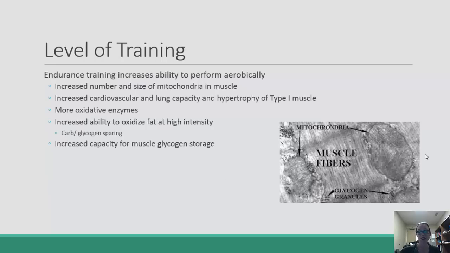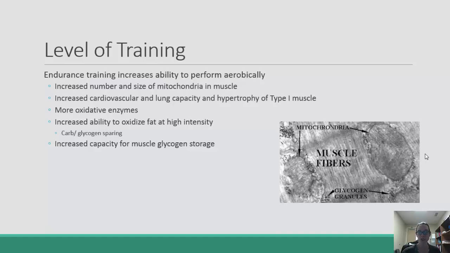Now, the level of training does impact our ability to perform aerobically. And as we talked about, we want to be able to perform aerobically because it's much more efficient. We get much better production of ATP. So for individuals who are trained in endurance sports, we see an increase in both the number and size of the mitochondria in the muscle. This makes sense: more aerobic capacity, higher capacity for oxidative phosphorylation, or energy production in the presence of oxygen.